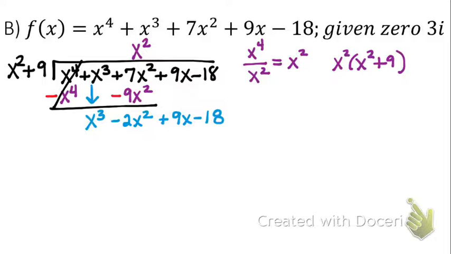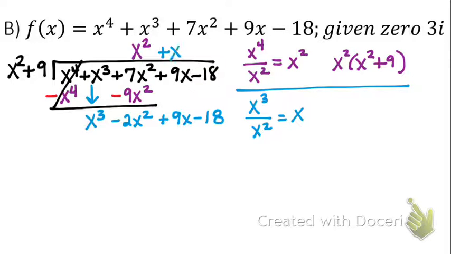So now we're going to repeat. We're going to divide the first terms. So my new first term is x cubed. I'm always going to divide by x squared. That doesn't change. So now you're taking x cubed divided by x squared. So if you take x cubed divided by x squared, you get x. Put that plus x on the top. And then take that x and multiply it by x squared plus 9.